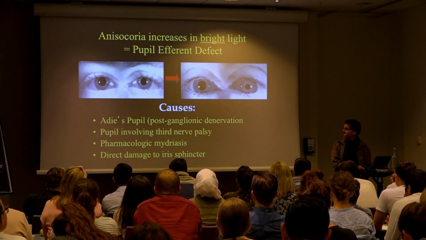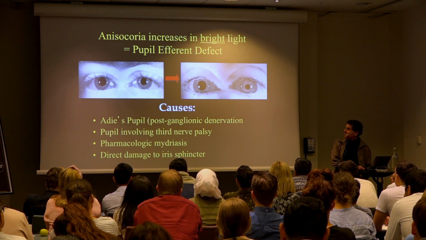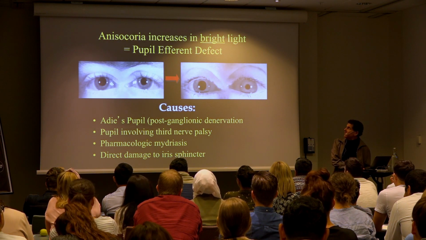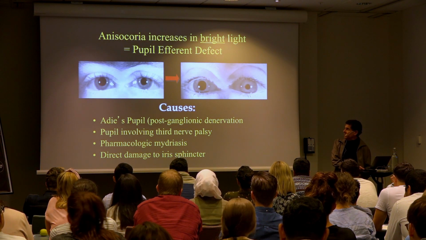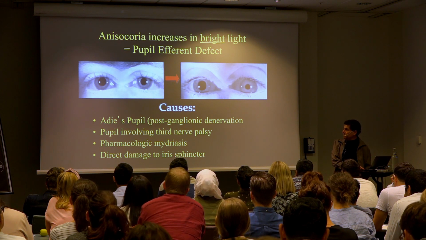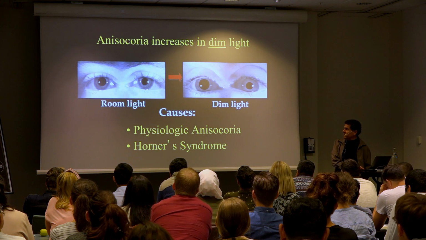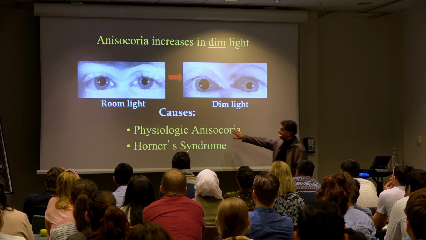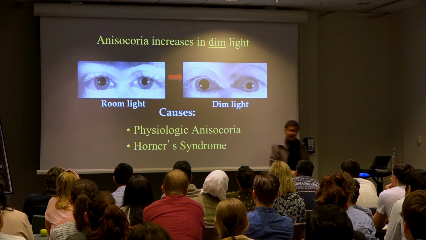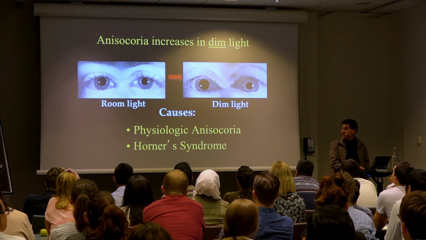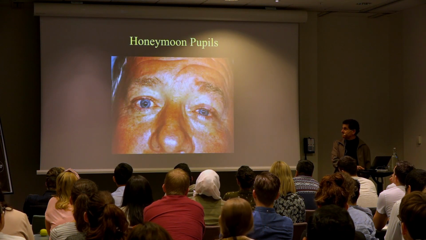Okay, so again, if the anisocoria increases in bright light, we know we've got a sphincter problem, and those are the things we're going to cover. And if it accentuates in dim light, we know we've got either a Horner's or a physiologic anisocoria, and we have to differentiate those two, because physiologic anisocoria is very common.